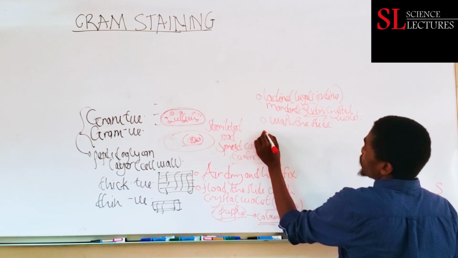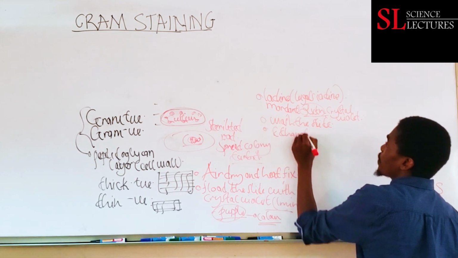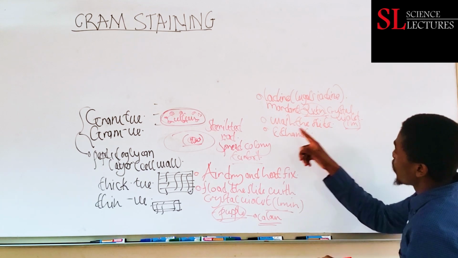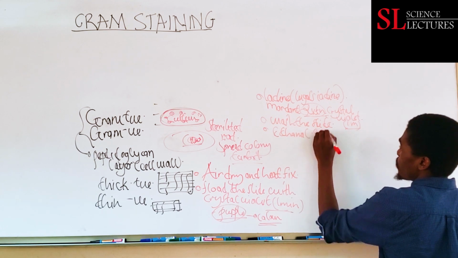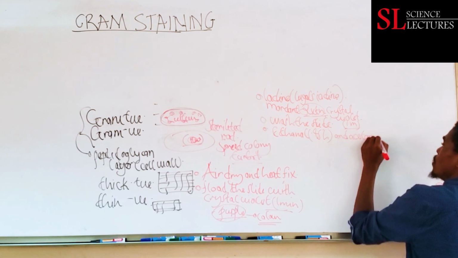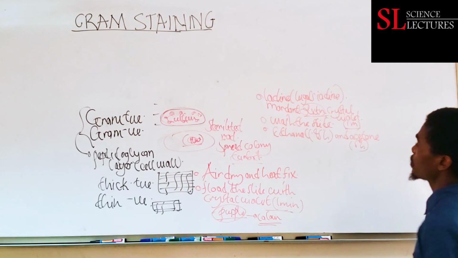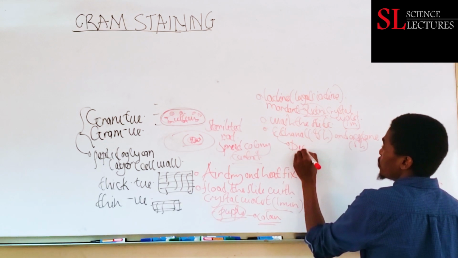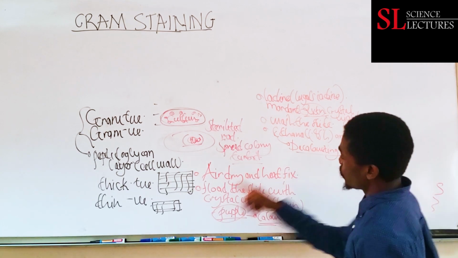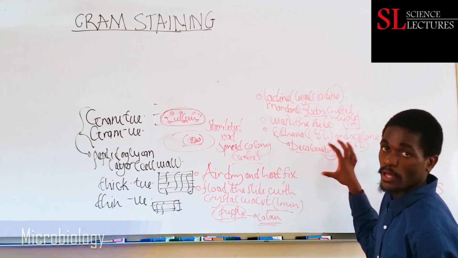Remember, we gave water as one of the raw materials for our experiment. After washing the slide, we add a decolorizer. So you add ethanol, after 1 minute. You add 95% ethanol and 5% acetone. Ethanol is a decolorizer; it will decolorize the membranes, removing the crystal violet. That is its role.